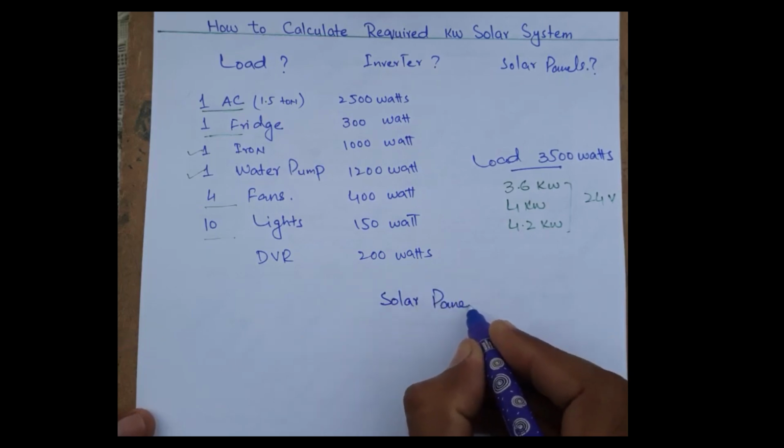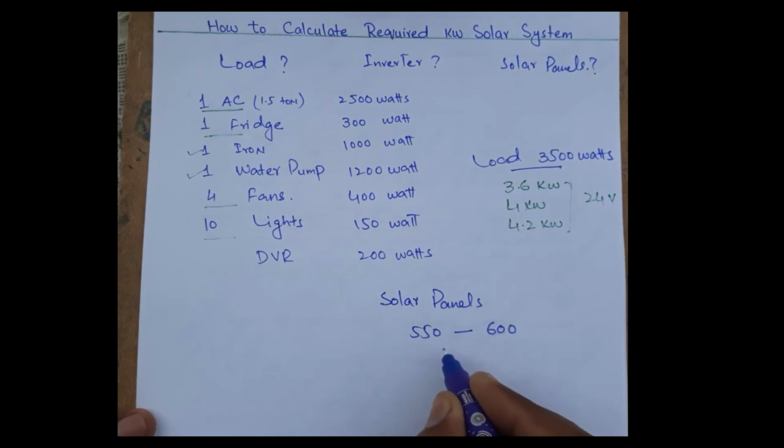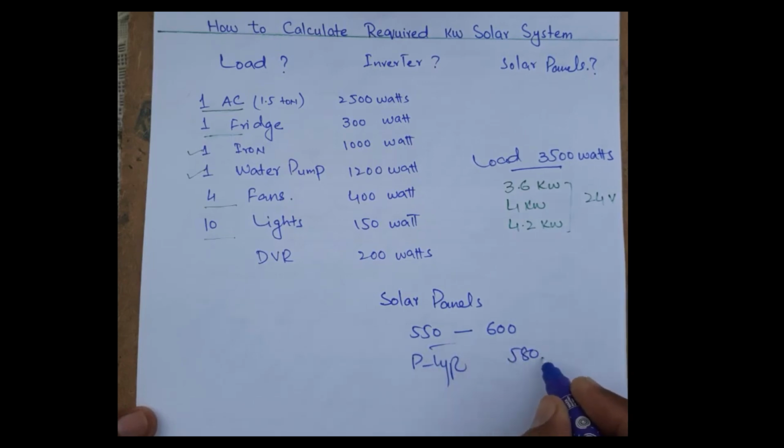4. Water pump. A water pump is needed for water supply, especially in areas without a continuous water supply or in homes with water tanks. The narrator uses a 1,200-watt water pump for calculation purposes.